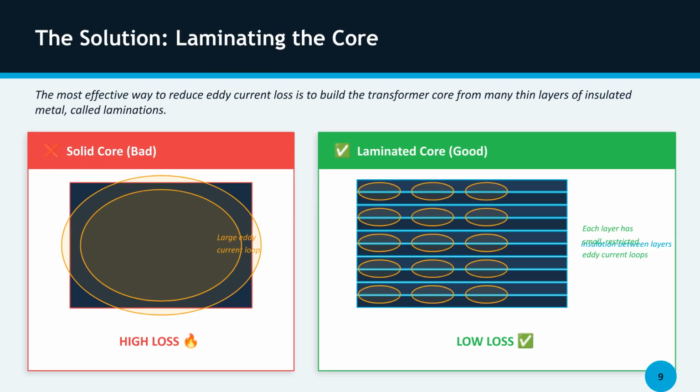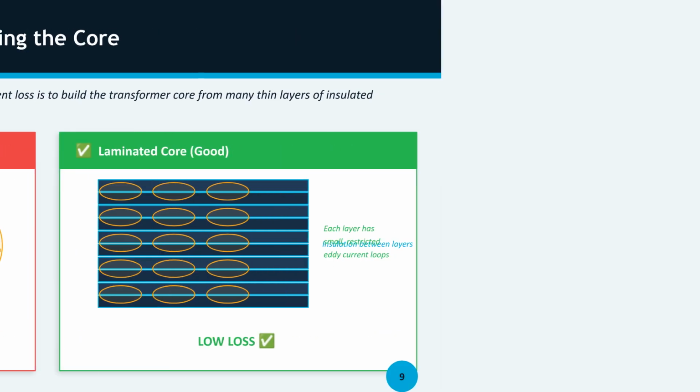The most effective solution is laminating the core. A solid core allows for large eddy current loops and high loss. A laminated core, built from thin, insulated metal sheets, forces eddy currents into small, restricted loops, dramatically reducing power loss.